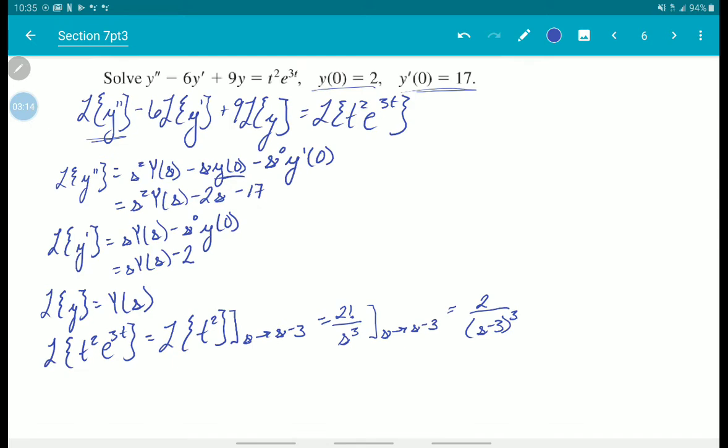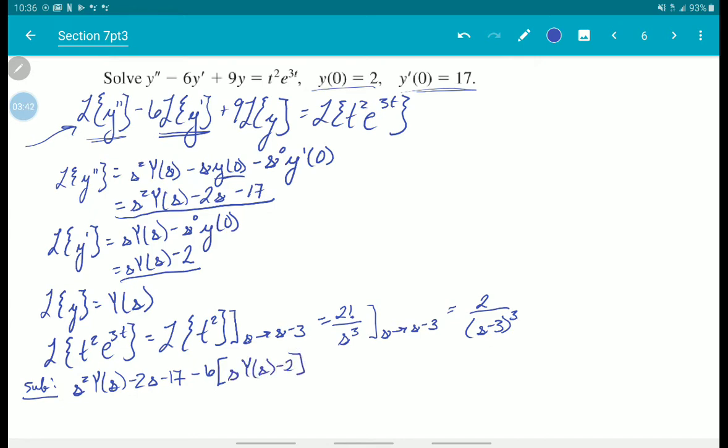Let's substitute it into this equation. If we make our substitution, we have the Laplace of y double prime, which is that, minus 6 times the Laplace of y prime, which is that, as y of s minus 2, plus 9 times the Laplace of y, which is y of s, and that's equal to the Laplace of t squared e to the 3t, which is 2 over s minus 3 cubed.